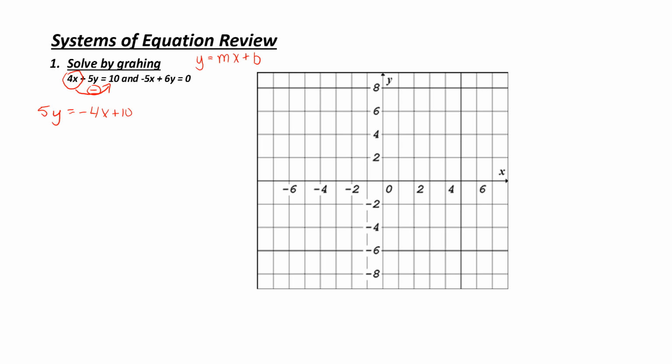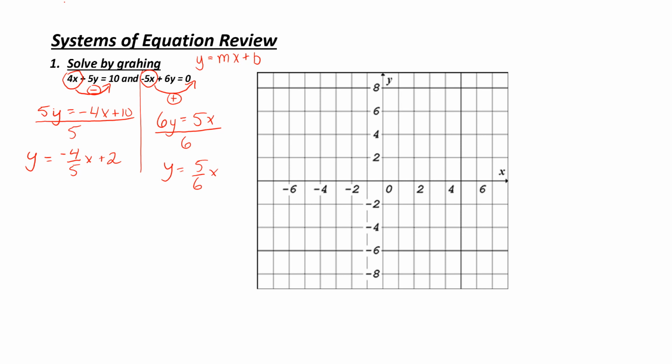I now need to get y alone. So I divide both sides by 5, and I get y equals negative 4 over 5x plus 2. Next, I'm going to do the same thing with my second equation. How do I do that? Well, I want to get y alone, so I'm going to move negative 4x over the other side. Because it's negative, I'm going to add, giving me 6y equals 5x. I now divide both sides by 6, which gives me y equals 5 over 6x.